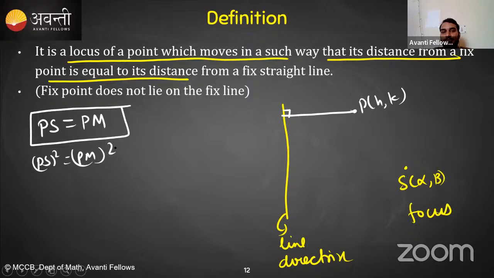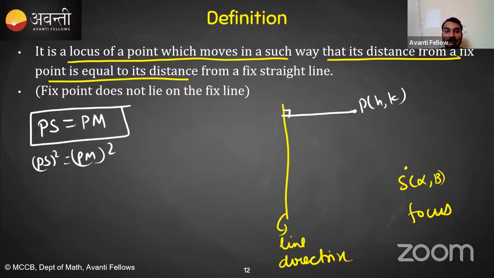Clear? Everyone, let me know quickly in the chat box how many of you understood this. So we can get the generalized equation of a parabola just by doing PS square equal to PM square. But now let's move on. This is the definition of a parabola.